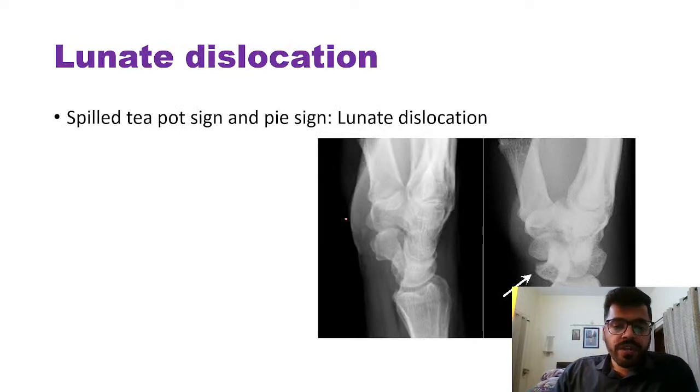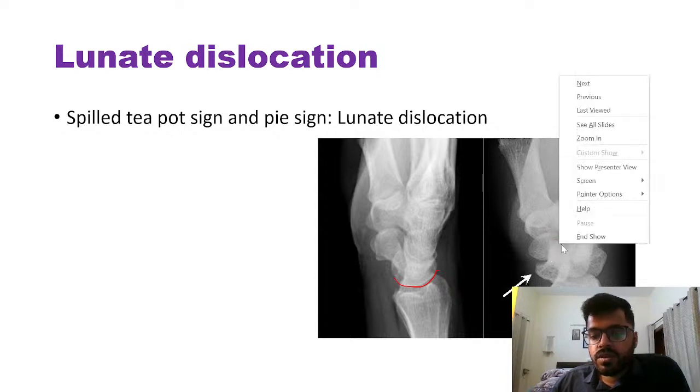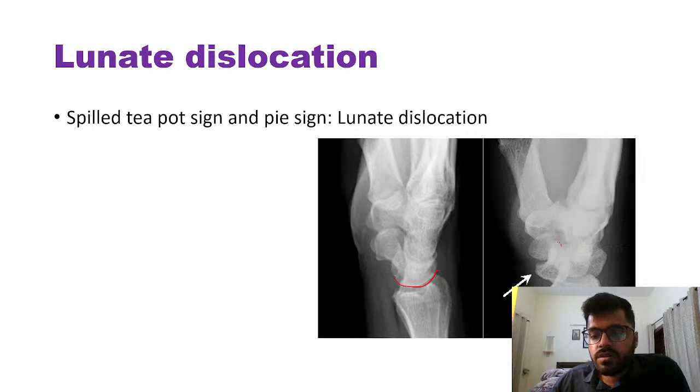Then we come to lunate dislocation. In lunate dislocation, this is the normal lateral view. This is the lunate inside the lunate fossa. This is lunate dislocation. So here's the lunate.